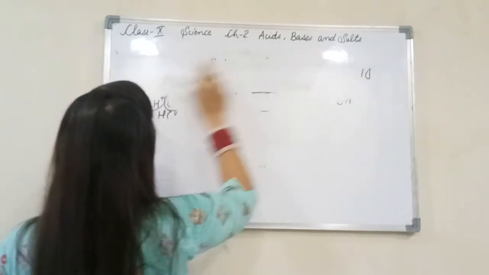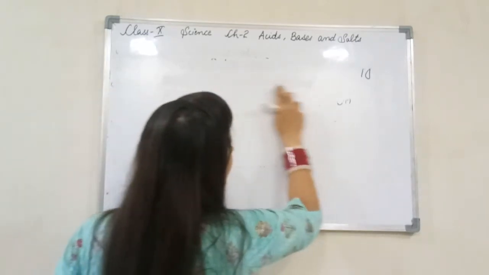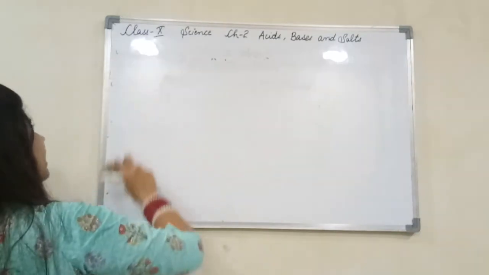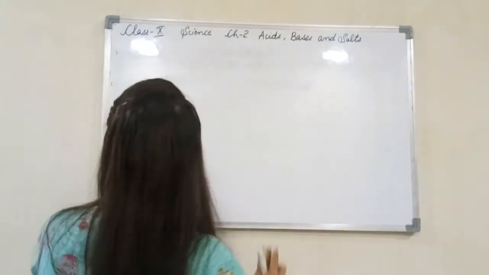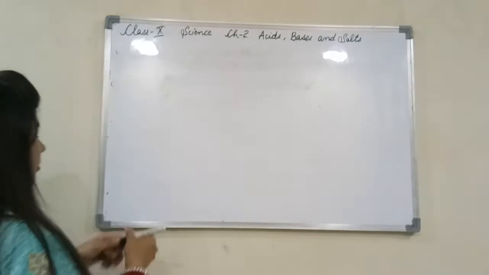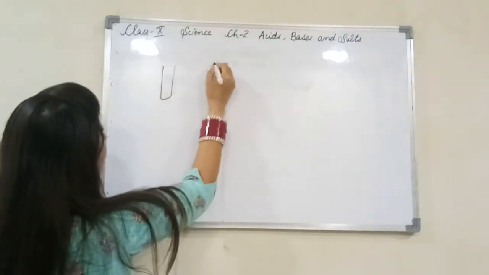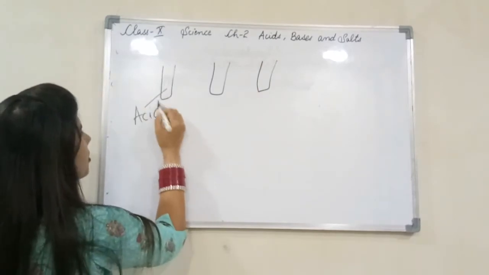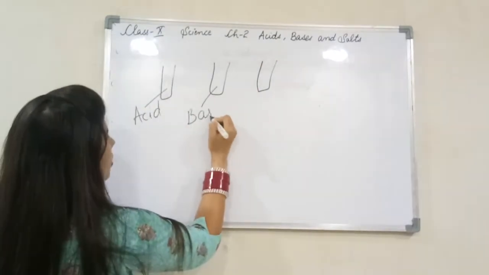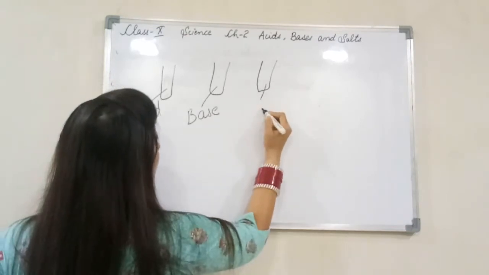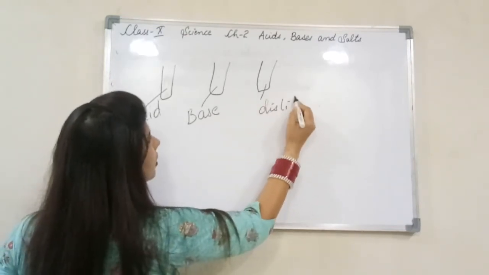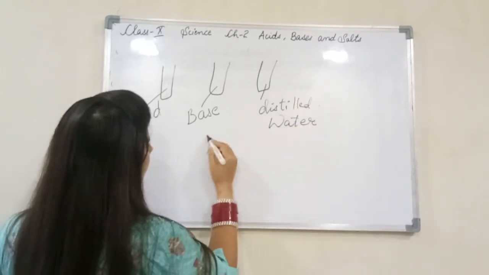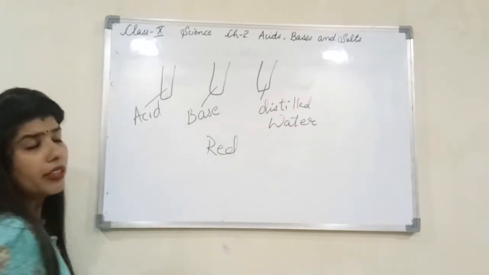In one you are having an acid, in another you are having a base, and in the last test tube you have distilled water. It means neutral thing, something that is neutral. So 3 things you are having. The question says this thing. You have 3 test tubes. In one you have acid solution, in another you have a base solution, then afterwards you are having distilled water. You are having a red litmus paper. Okay, the question is like this.